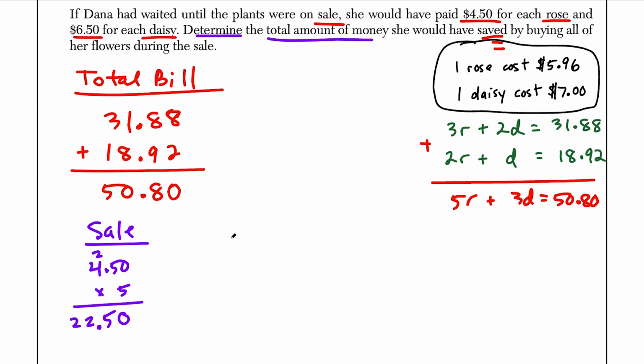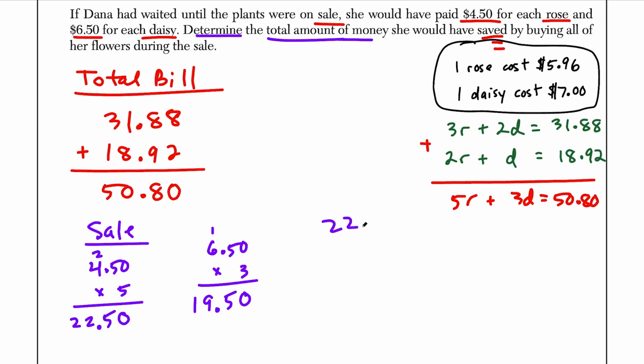And now let's think about the daisies. The daisies are $6.50 each, and Dana bought 3 total. So that would be $6.50 times 3. So if we work this out, we have 3 times 0 is 0. 3 times 5 is 15. We carry the 1, and then we multiply. We get 18 plus 1 is 19. So this would be how much she would spend on daisies.